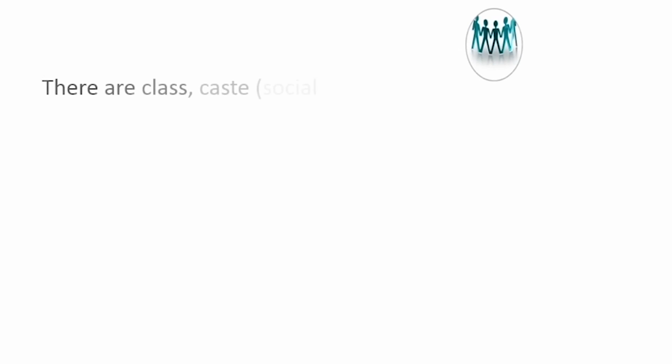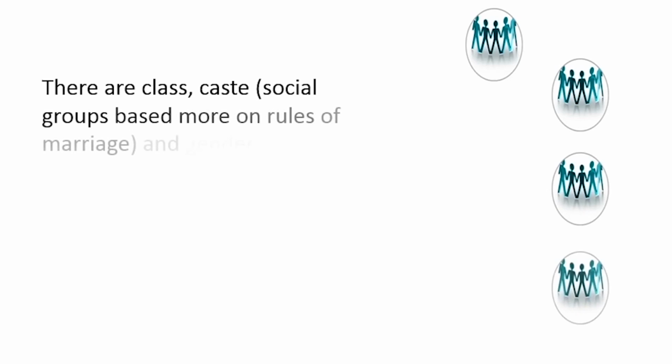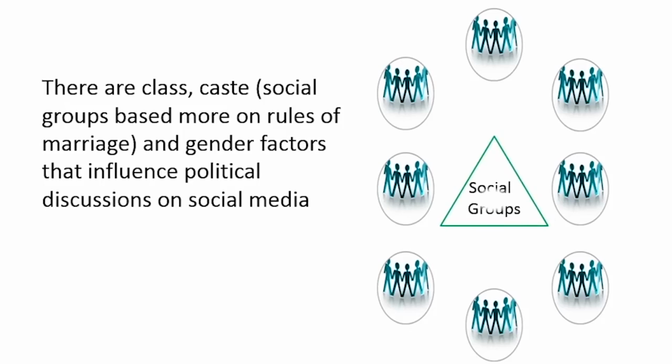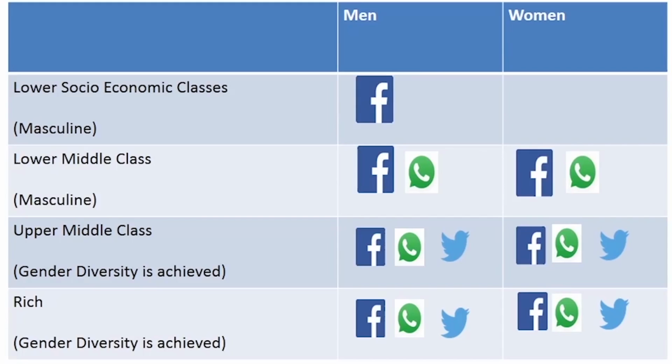Before we move on to the types of political posts seen on social media, it needs to be stated that in some cases there are class, caste, and gender factors that influence political discussions on social media. For example, in discussing national level politics, the lower socio-economic classes tend to use Facebook and WhatsApp, while the middle and the upper classes mostly use WhatsApp and Twitter. Further, in the lower socio-economic classes, discussions on politics at all levels are mostly found amongst the men, while in the middle and the upper classes, women were also found to be participating in political discussions.